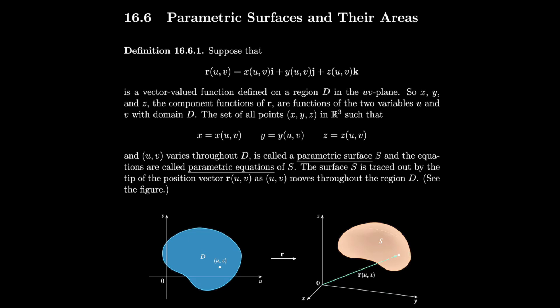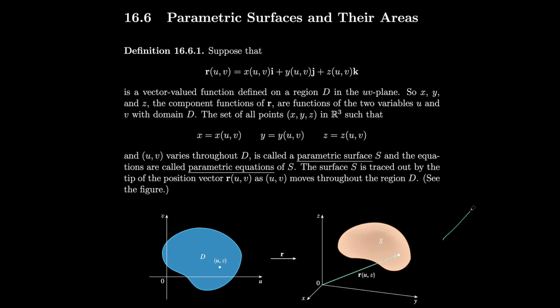The set of all points (x, y, z) in R3 such that x = x(u,v), y = y(u,v), and z = z(u,v), as (u,v) varies throughout D, is called a parametric surface S, and the equations are called parametric equations of S. The surface S is traced out by the tip of the position vector r(u,v) as (u,v) moves throughout the region D. So this is very similar to the way that we traced out curves using parametric equations.